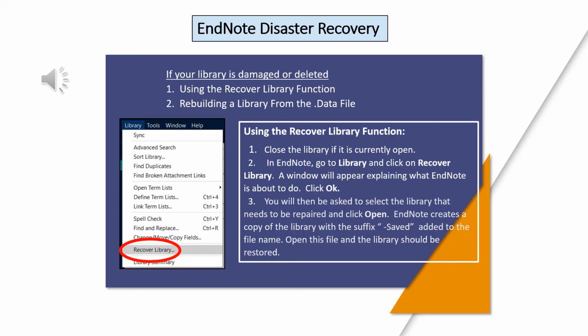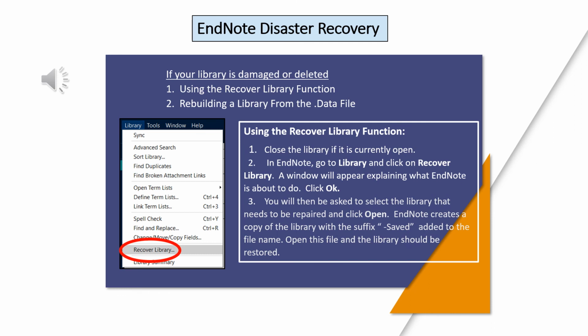Sometimes disasters do happen, but the best way to avoid a disaster is to have backup copies of your document, EndNote library, and data folder. If your backups are in cloud storage, always copy the files to a local drive before opening them. There are two ways in EndNote that you can recover a damaged or deleted library. One is using the Recover Library function.